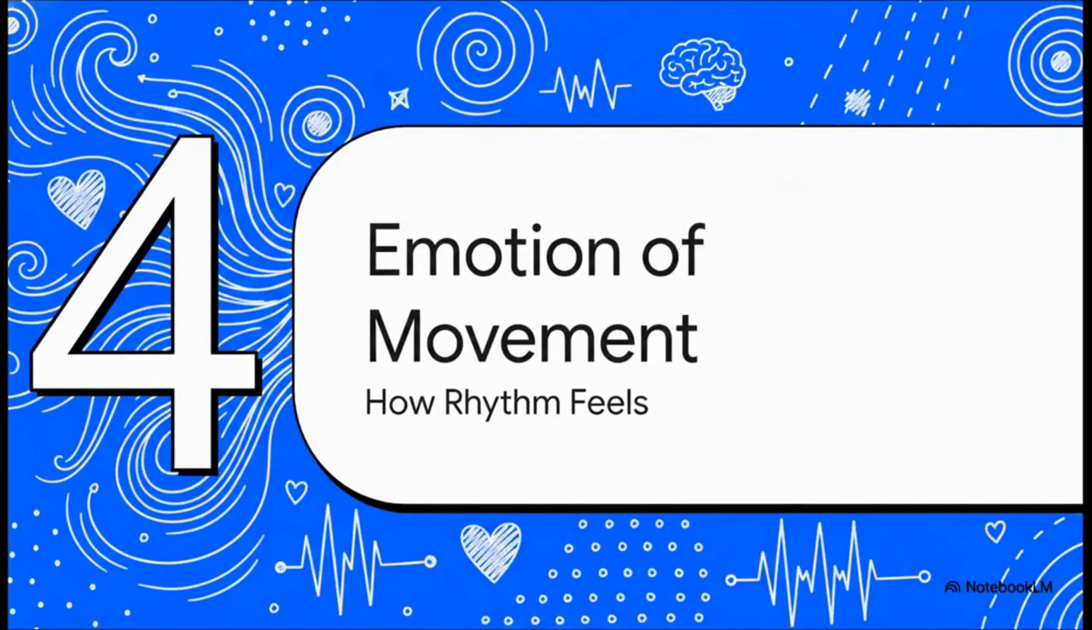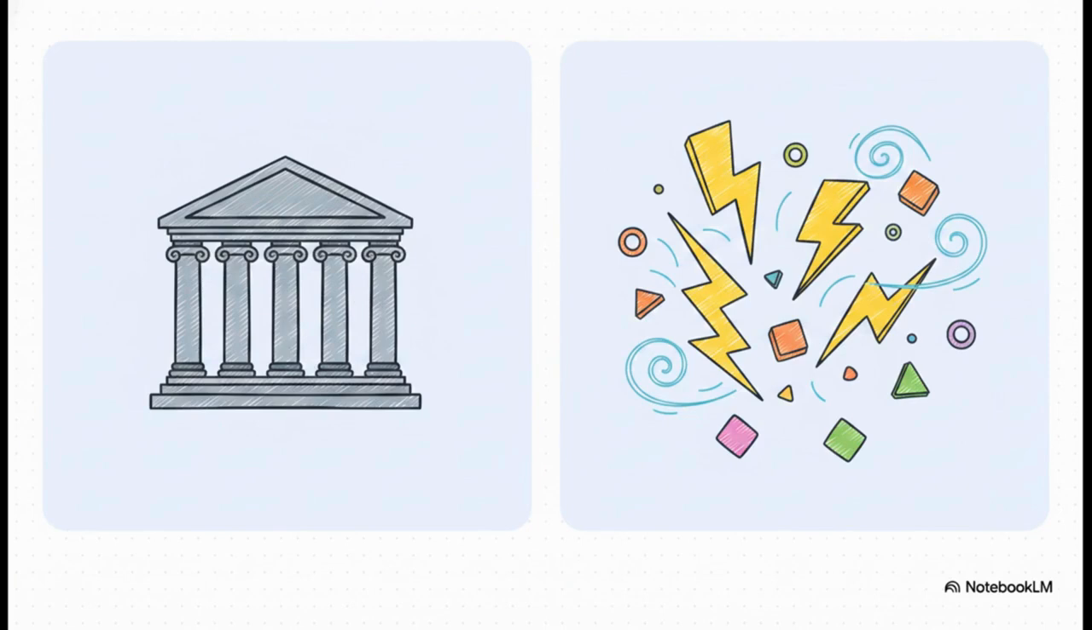Section 4. The emotion of movement. How rhythm actually feels. We've talked a lot about the mechanics, sure, but rhythm isn't just a mechanical tool. It completely dictates the psychological and emotional feel of the spaces and items we interact with every single day. Look at the left side here. Regular rhythm feels calm, structured, and incredibly stable. It's serious, dependable. That's exactly why courthouses and banks use regular rhythm in their huge columns in windows.